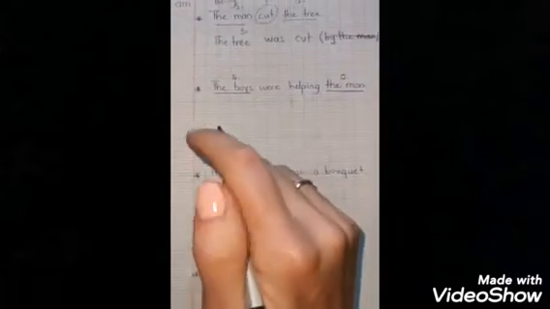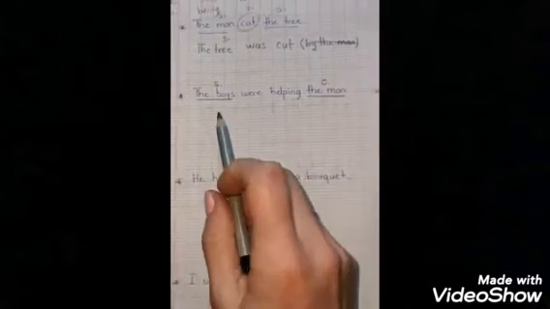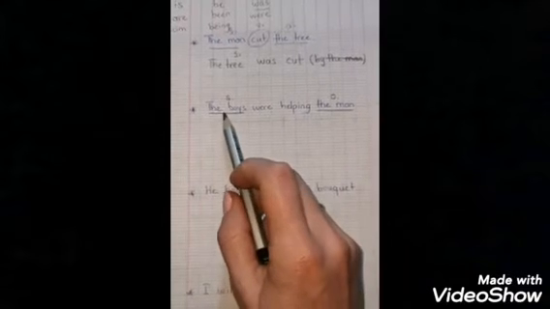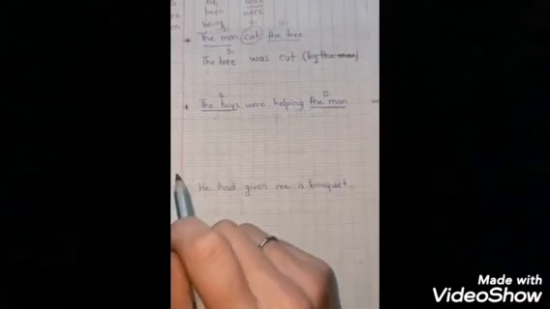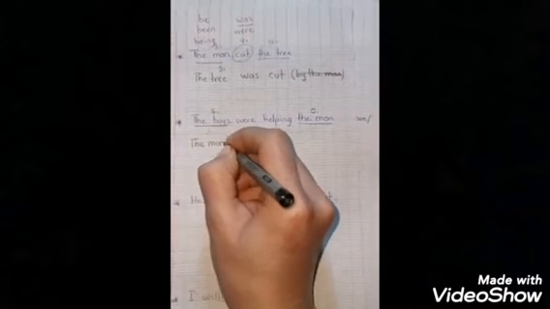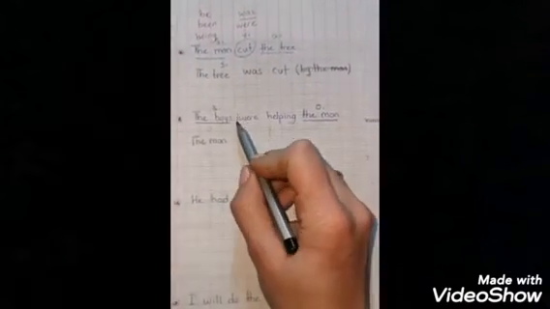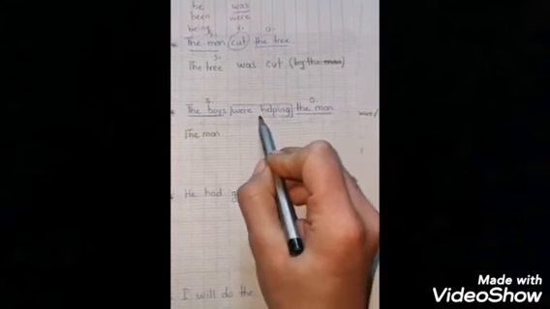On with more exercises. The boys were helping the man. The man here is the object and the boys is the subject. So, again, the first step to do is to make the object a subject, the man. I'm not going to add the subject here. Let's keep the doer anonymous. So here is the verb.